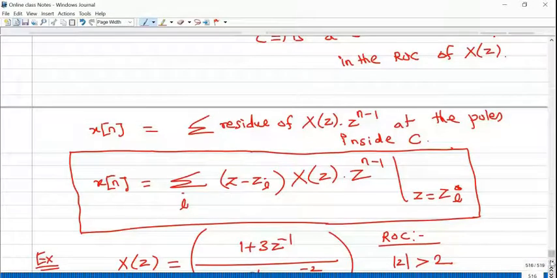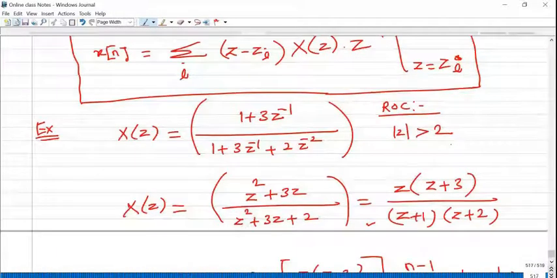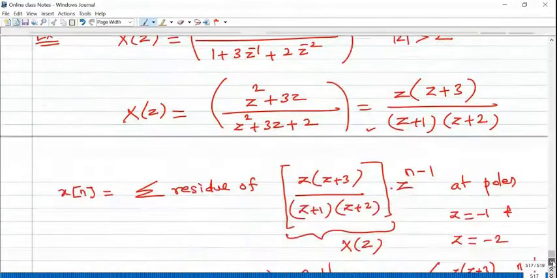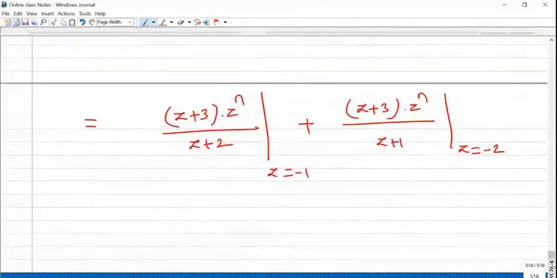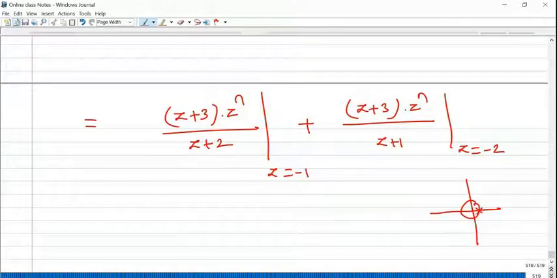What is the given ROC? Modulus z greater than 2. A circle with radius 1, a circle with radius 2. So ROC is outside of the outermost circle. So you have to write your answer in terms of a causal signal only. That's very important.